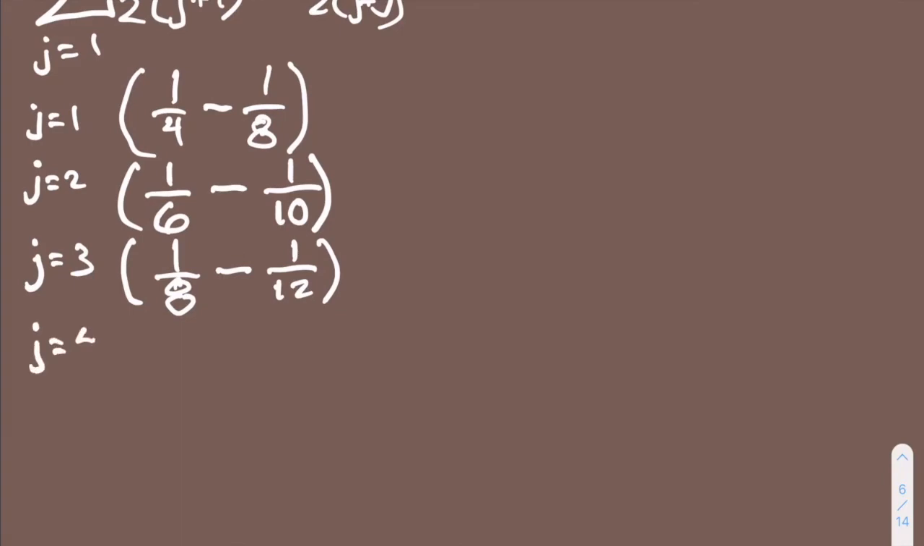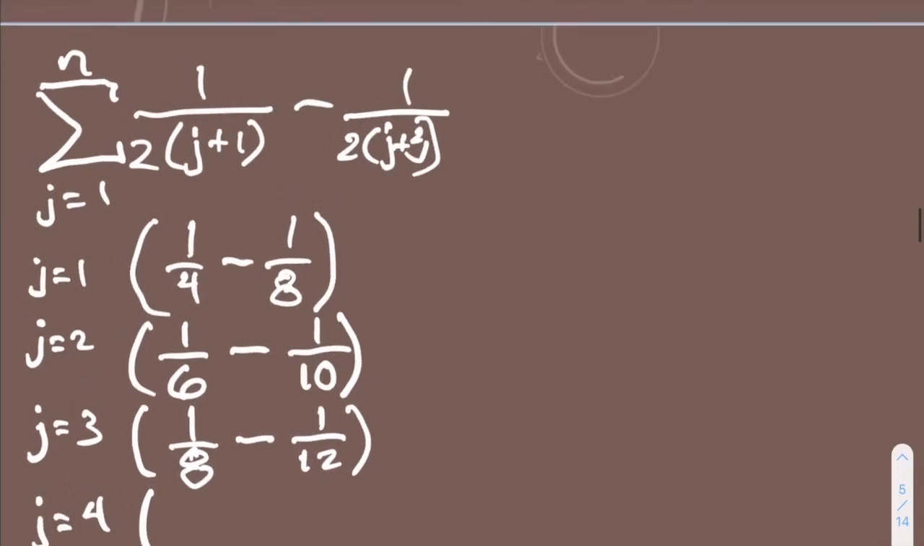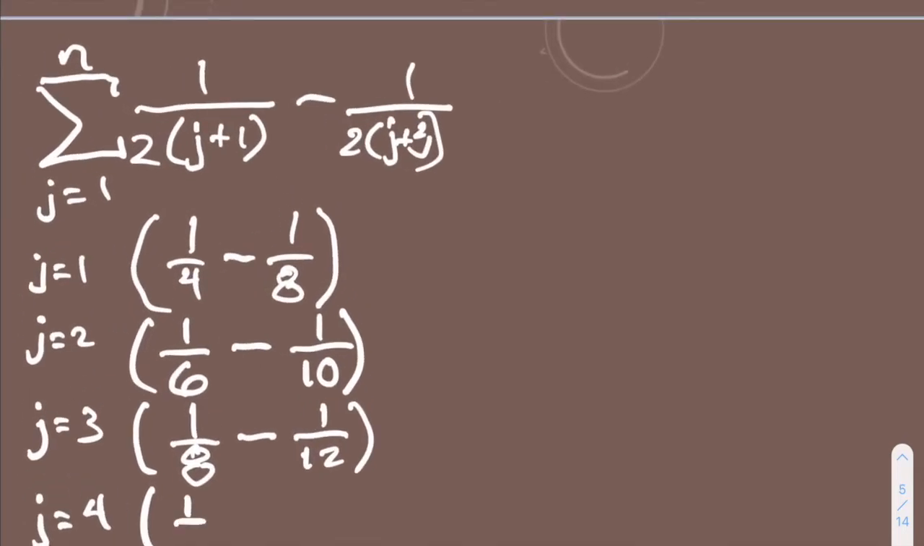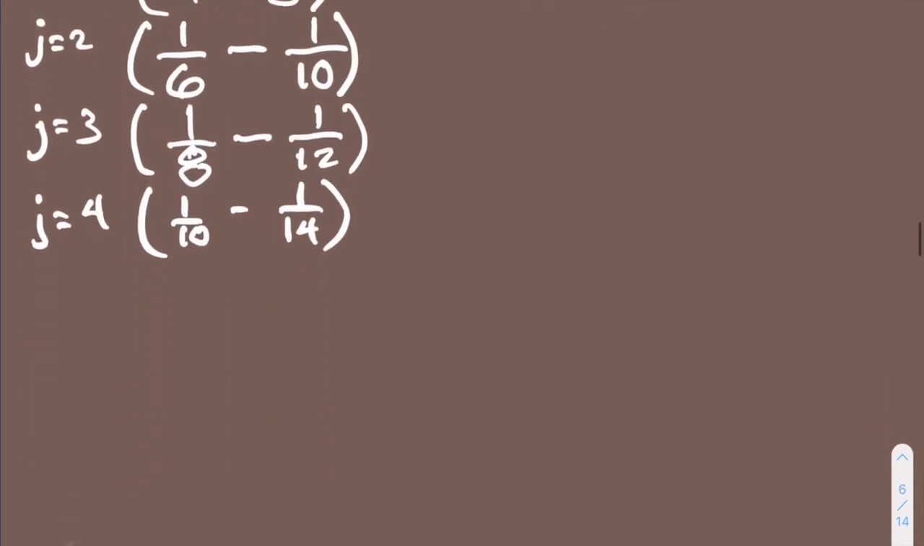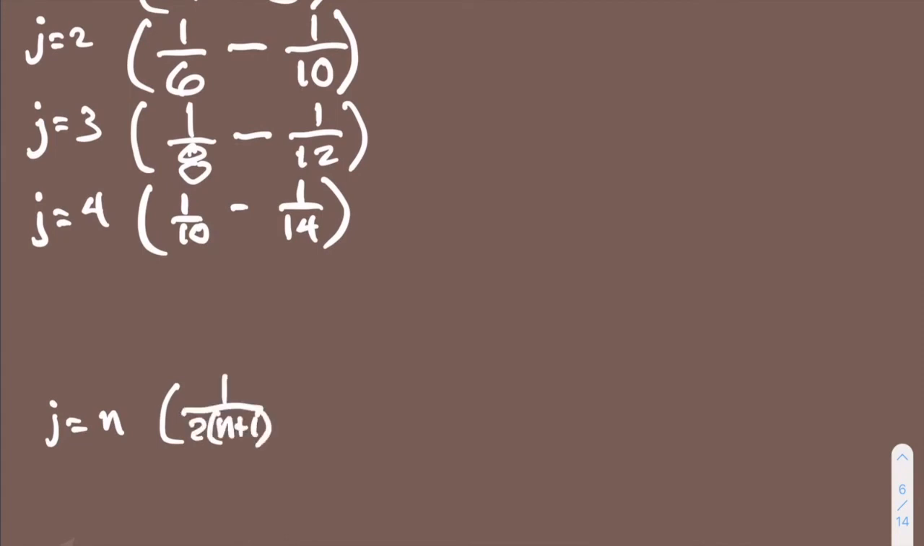j equals 4. So when j is equal to 4, now we've got 4 plus 1 is 5, and that times 2 is 1 over 10. Okay, I think I'm starting to see some things. And then j is equal to 4 plus 3 is 7, times 2 is 1 over 14. Okay, so maybe you see what I see, but let's also go to the nth term, and we're going to say j equals n. And so when j equals n, we're talking about 1 over 2 times n plus 1 minus 1 over 2 times n plus 3.